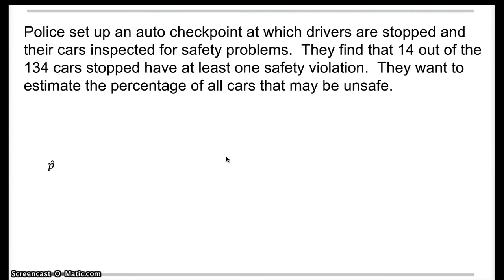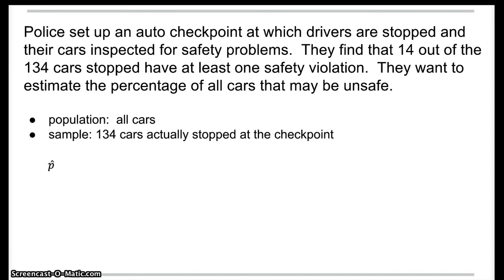Okay, so police set up an auto checkpoint at which drivers are stopped and their cars inspected for safety problems. They find that 14 out of the 134 cars stopped have at least one safety violation. They want to estimate the percentage of all cars that may be unsafe. So the first thing we need to know is the population. The population is all cars in the world. The sample is 134 cars that they actually stopped.